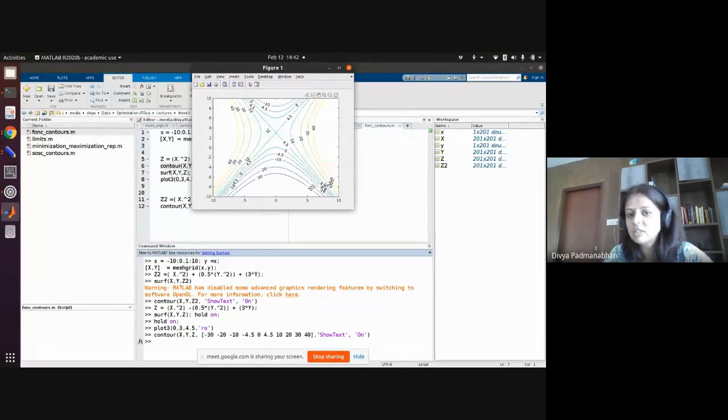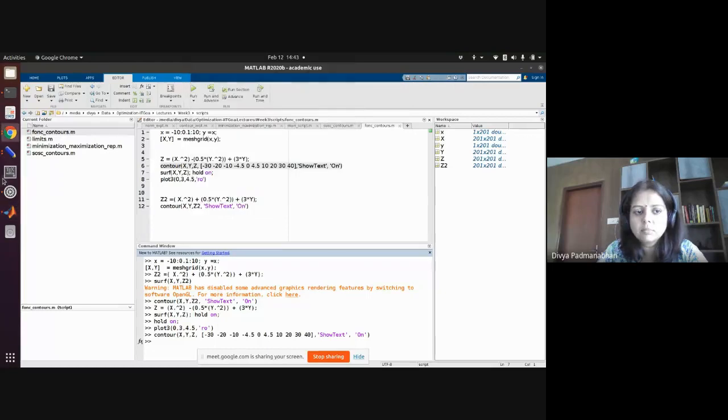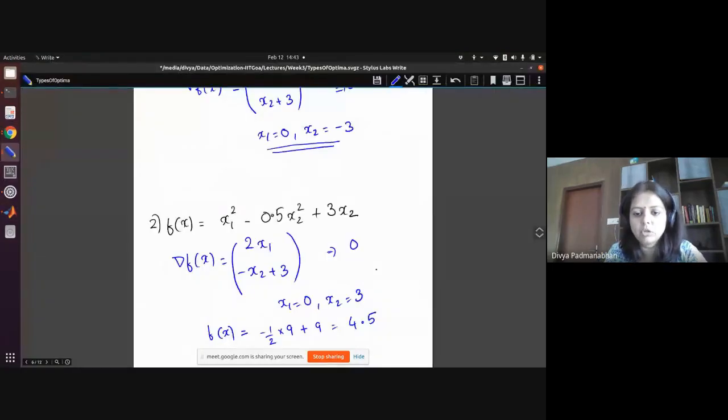So this function doesn't look very smooth. You can see points where things are becoming like a crisscross kind of a thing. That is indicative of what we call saddle points. So these are examples where, if the gradient is 0, it doesn't necessarily mean that you have reached an optimum.